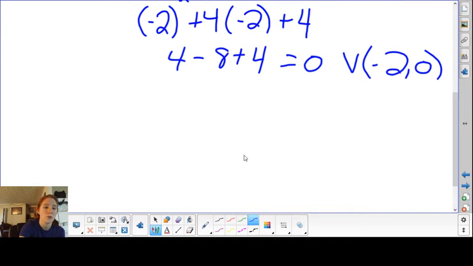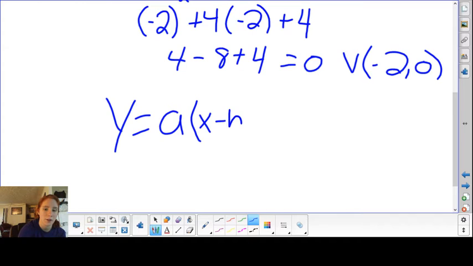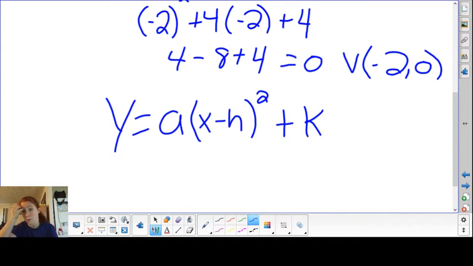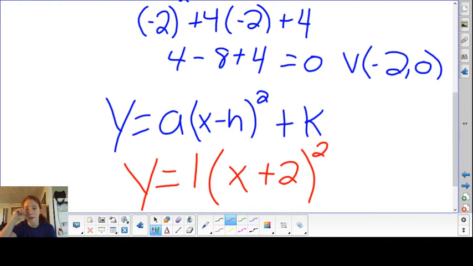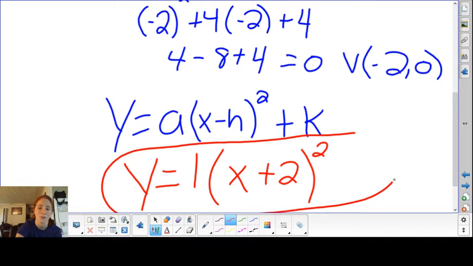So I'm going to use the formula y is equal to a times x minus h squared plus k, and I'm going to put it in terms of this problem. My a value above we decided was 1. My h value is a negative 2, so I have to write plus. And my k value of my vertex is 0, so I'm not going to write plus 0 because we know anything plus 0 is just itself.